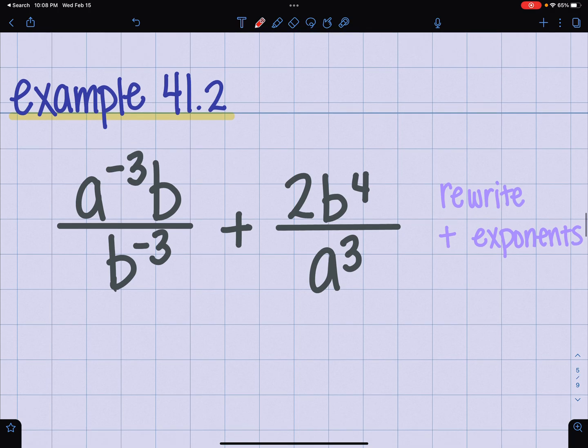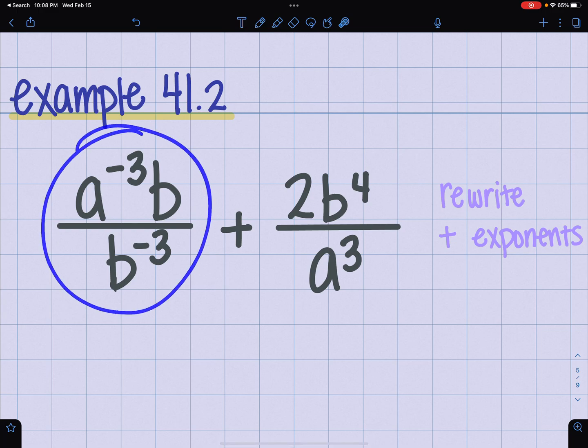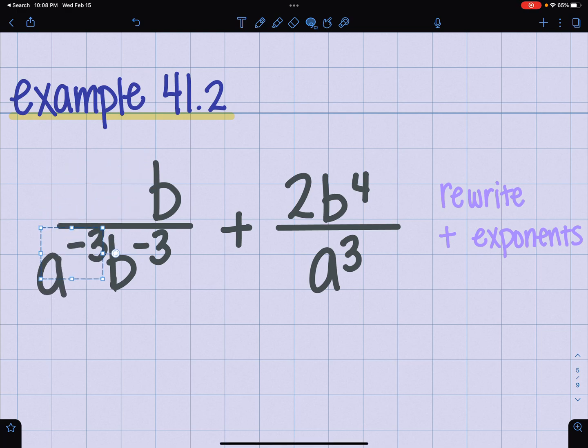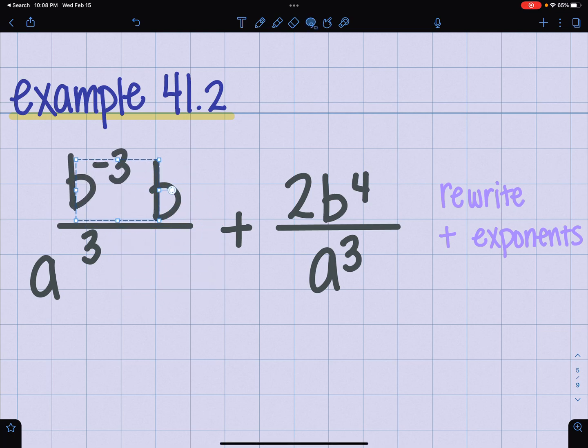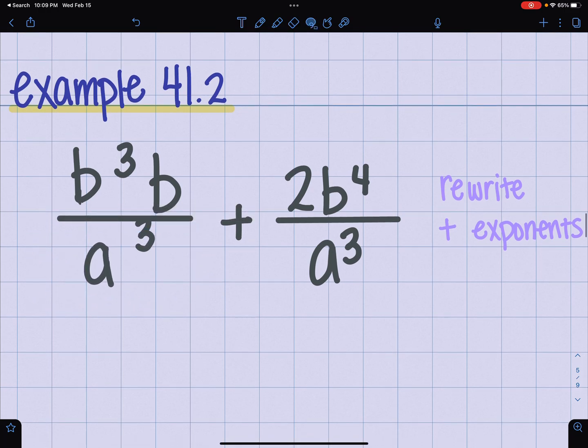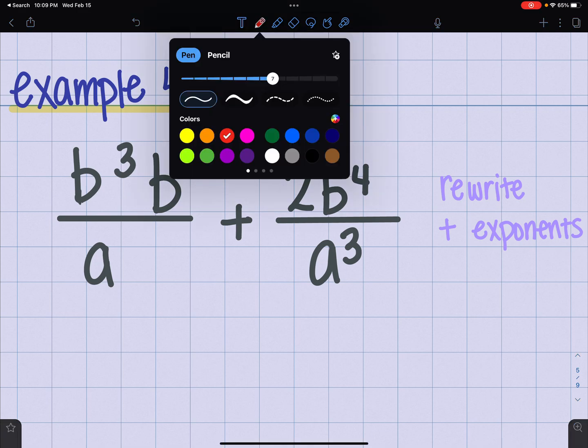Let's do the next example, 41.2. We're going to simplify by adding like terms. So the first step is to rewrite so that all the exponents are positive. So let's look at this term. What is negative? This is negative. So let's move that a to the -3 down and then change the sign. The b is also negative. Let's move that up and don't forget to change the sign. And then I make it look a little prettier. I'll just do this 3.